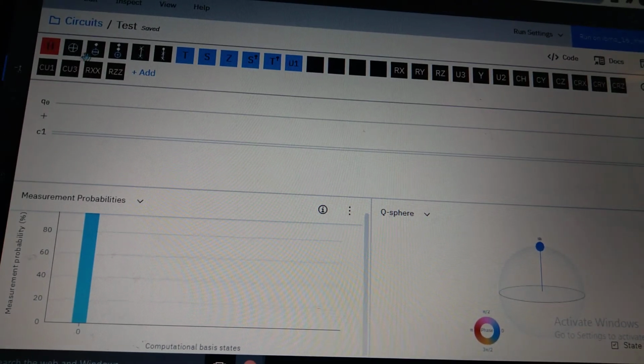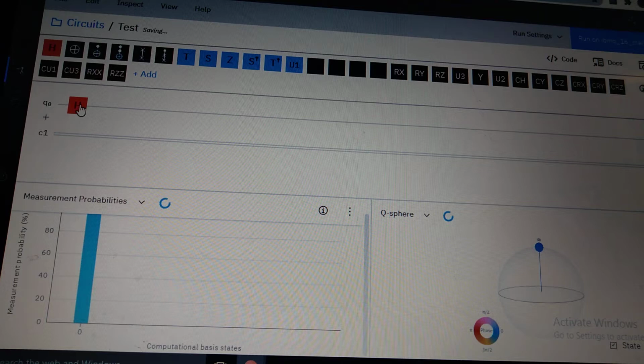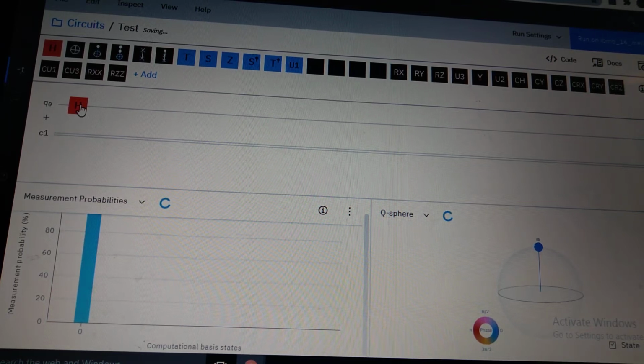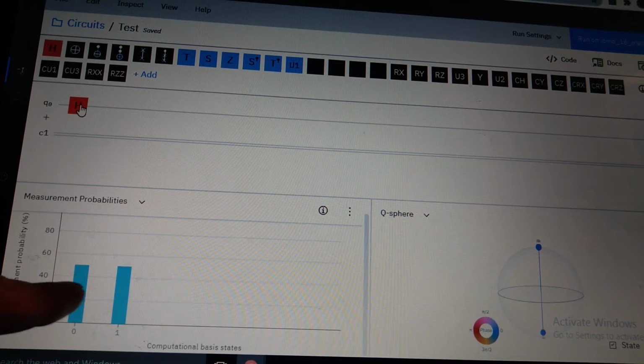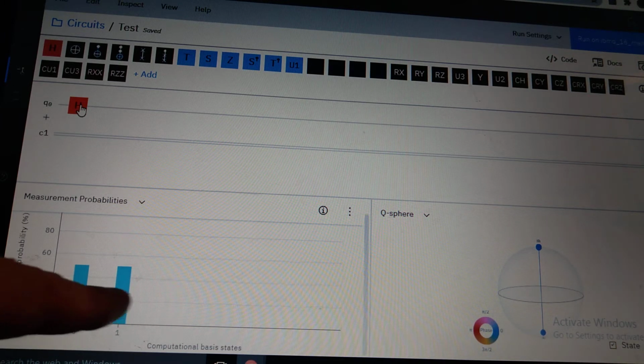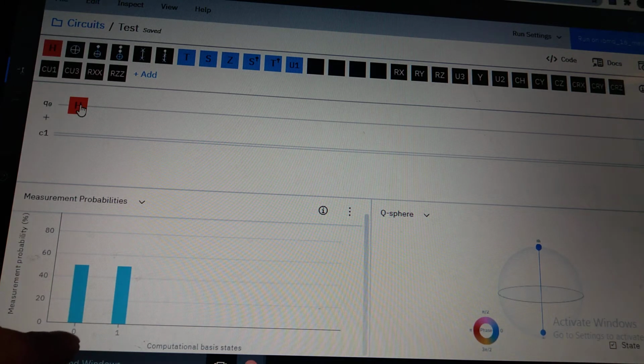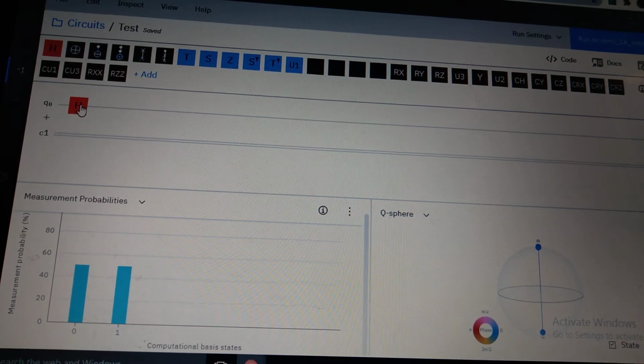Right here on the top, all of these are operations, and here's a very interesting one. This is called the Hadamard Gate. So I'm going to put it right there. Now what this one does, this one allows you to put something in a superposition. As you can see right here, now we got two lines instead of one because it can be 0 or it can be 1. Not both, one or the other.